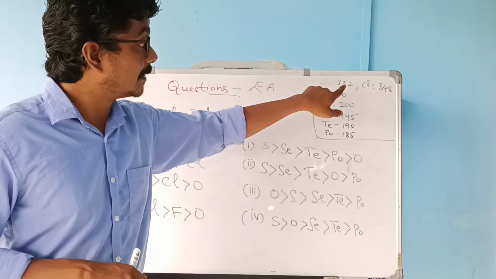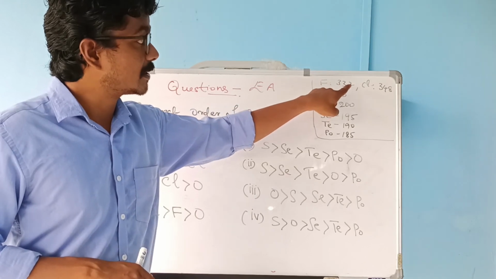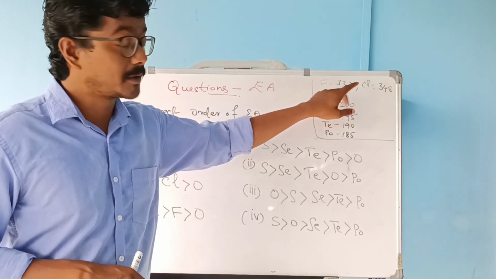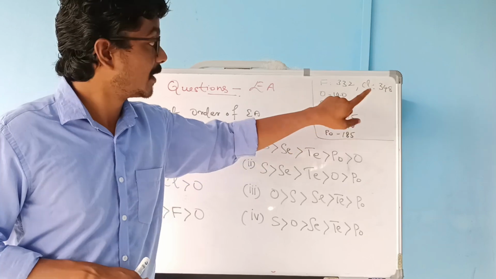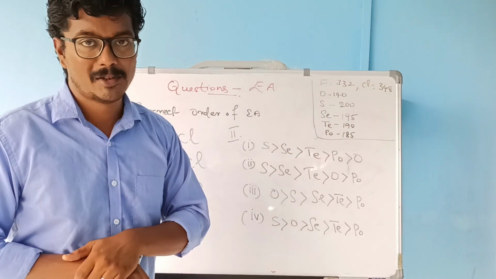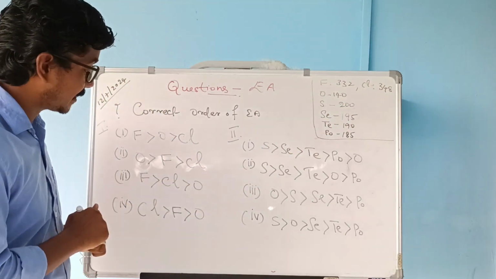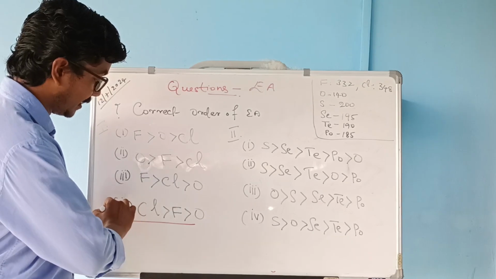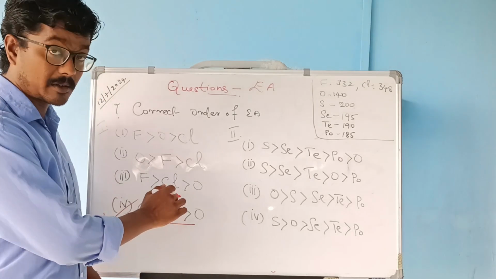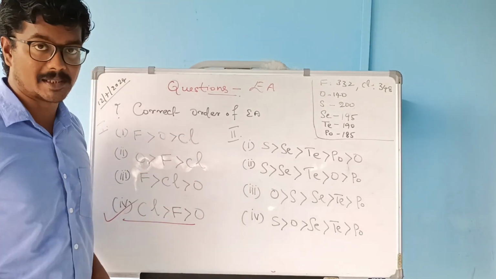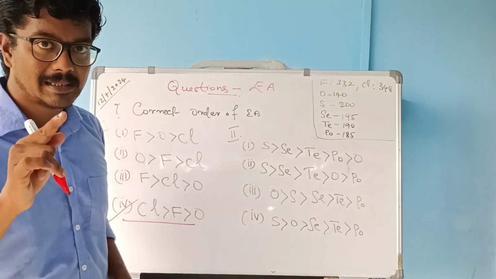I have already written the values. Fluorine possesses 332 kilojoule per mole electron affinity, chlorine is 348, and oxygen is 140. So we can understand the correct answer is this one, right? Chlorine possesses very high electron affinity, higher than fluorine, which is greater than oxygen. So now we will find out why.